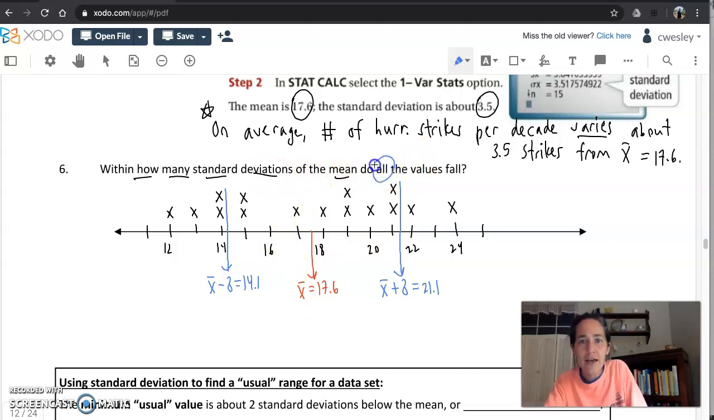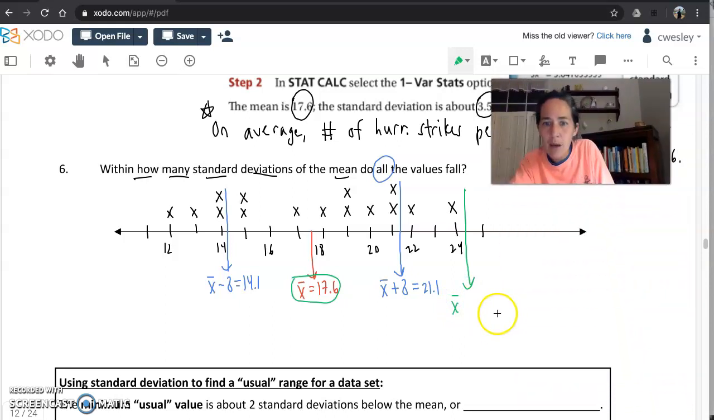They're saying within how many standard deviations do all the values fall? How far do we have to span out before we've captured every value? And I don't think we'll have to go much further. If we add 2 standard deviations to this mean, you're going to be 17.6 plus 7, plus 3.5 twice, and it puts you up at 24.6. That's way up here. So the mean plus 2 standard deviations gives you a high cutoff for 2 standard deviations above of 24.6.